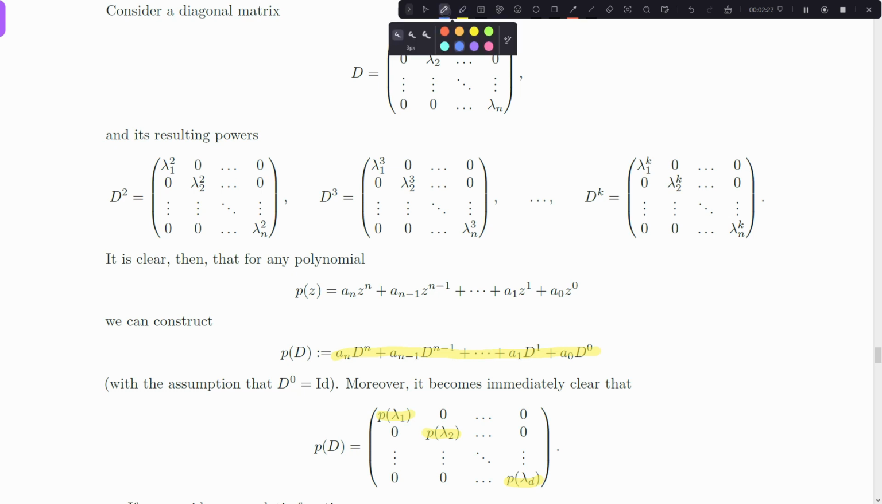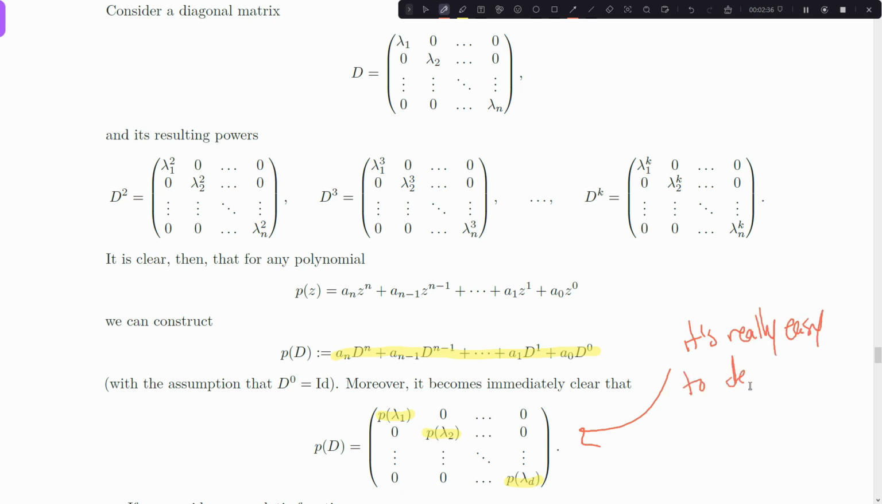Now what this is saying is that, hey, it's really easy to define polynomials of diagonal matrices. And I don't think this is a surprise to anybody that it's easy to define polynomials of diagonal matrices, but that they're so beautifully defined just as taking polynomials of the diagonal entries is maybe a little bit surprising. It shouldn't take you too long to get there, but it's a little surprising.